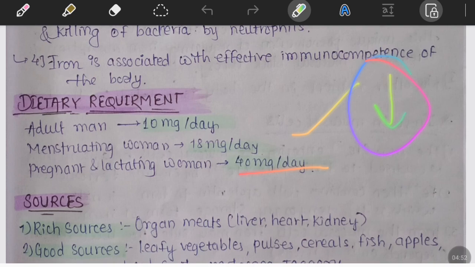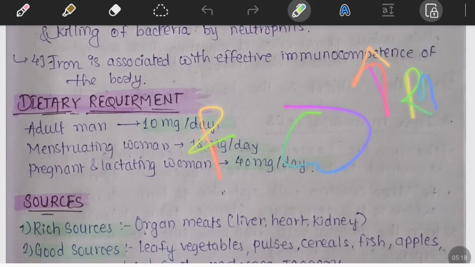Pregnant and lactating women require 40 milligrams per day. Because now iron has to support both mother and baby along with increased RBC production. Students often forget why pregnancy increases iron requirement. Always write the fetal growth, placenta, and increased maternal RBC mass.